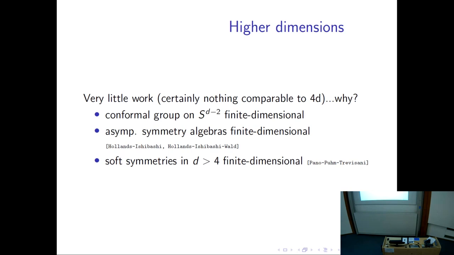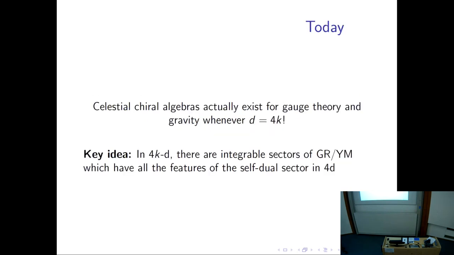So I think this is something we should try to think about a little bit, and there are many ways to approach it. The way I'd like to approach it today is just by saying, well, let me look for sectors of gauge theory and gravity in higher numbers of dimensions that have all the features I liked about the self-dual sector in 4 dimensions. And if you've, again, drunk the right Kool-Aid, an answer should immediately spring to mind, which is whenever the number of space-time dimensions is an integer multiple of 4, there are classically integrable subsectors of gauge theory and gravity which have all the features that we like about the self-dual sector.